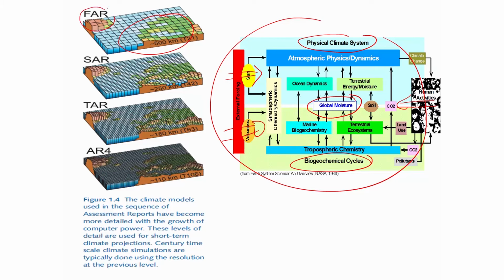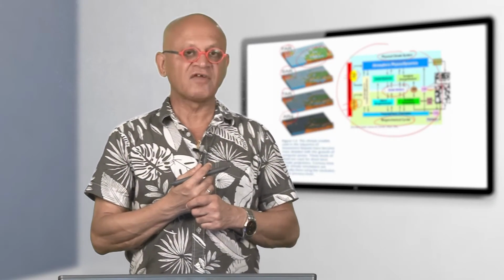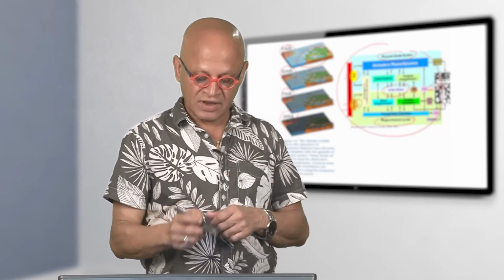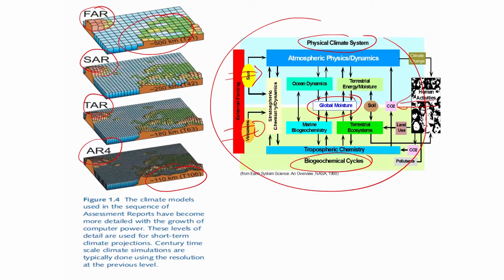This is called the first assessment report, which came I think in 1991, second assessment report, third assessment report, assessment report 4, we have had assessment report 5 that came out in 2014, assessment report 6 will come out in 2021, and you can see that the resolution of the models improves. You can see the feature, the mountain here is hardly visible, becomes more visible here, and it has become much more realistic by the time you get to 110 kilometers.